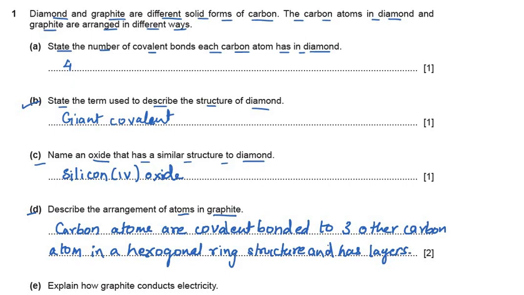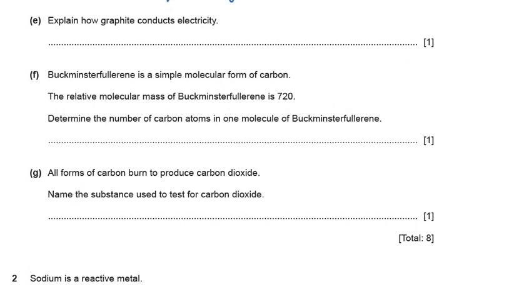So this question carries 2 marks. The 2 marks are for describing the hexagonal ring structure where carbon atoms are bonded to 3 other carbon atoms in covalent bonding, and also that it has layers. These 2 sentences will carry 2 marks. Now let's go ahead with the next sub question. Explain how graphite conducts electricity. Graphite conducts electricity due to mobile electrons, or you can also call them delocalized electrons. Both are acceptable. It's just 1 mark, so you can write it in your own language.